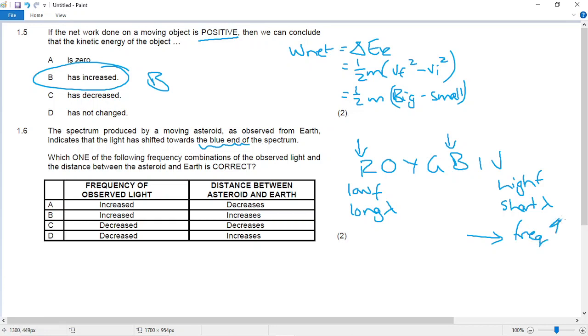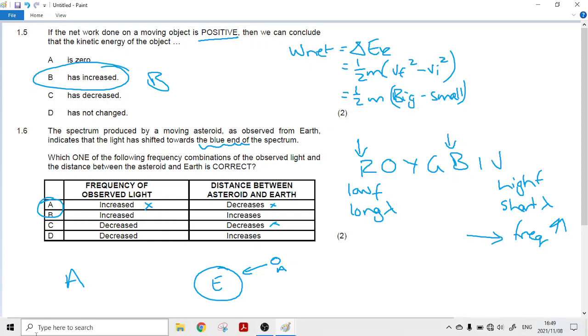Okay, a blue shift shows that the frequency has increased because blue has a higher frequency than red. So if we are blue shifted, how do you increase frequency? Something must be moving towards you. So if this is the Earth and this is the asteroid, how do you get it to have a smaller distance? It must decrease. So my answer is either going to be A or C. But what has happened to the frequency of light? If we are blue shifted, the frequency has increased. So my answer here is going to be A. Blue light has a higher frequency than red light. It's a blue shift, and that means the object is moving closer towards you if you have a higher frequency.